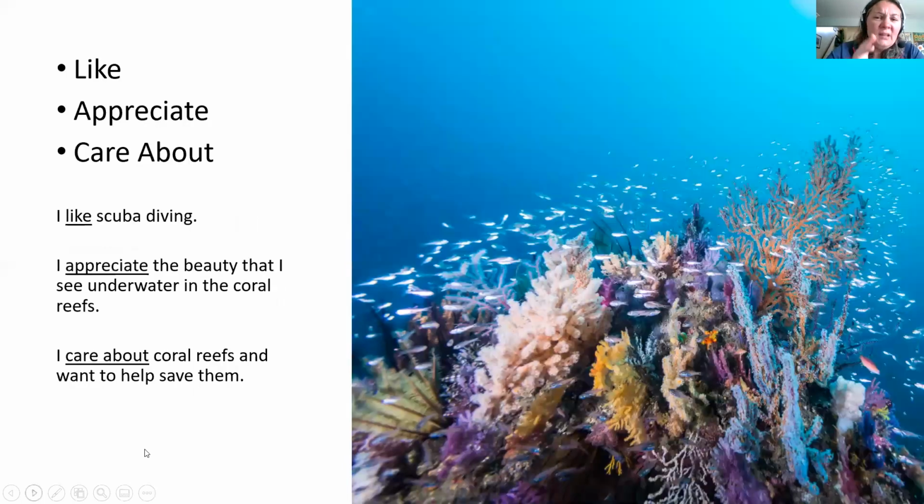All right, these next three verbs kind of go together in ways of talking about caring for things. In fact, one of the verbs even uses care about. You know, like, right? Like is probably one of the first English words you've learned. I like things. I like scuba diving. Okay. We would not say I am liking scuba diving. We usually say like because it's a statement of fact or truth. I like scuba diving. I like vanilla ice cream.